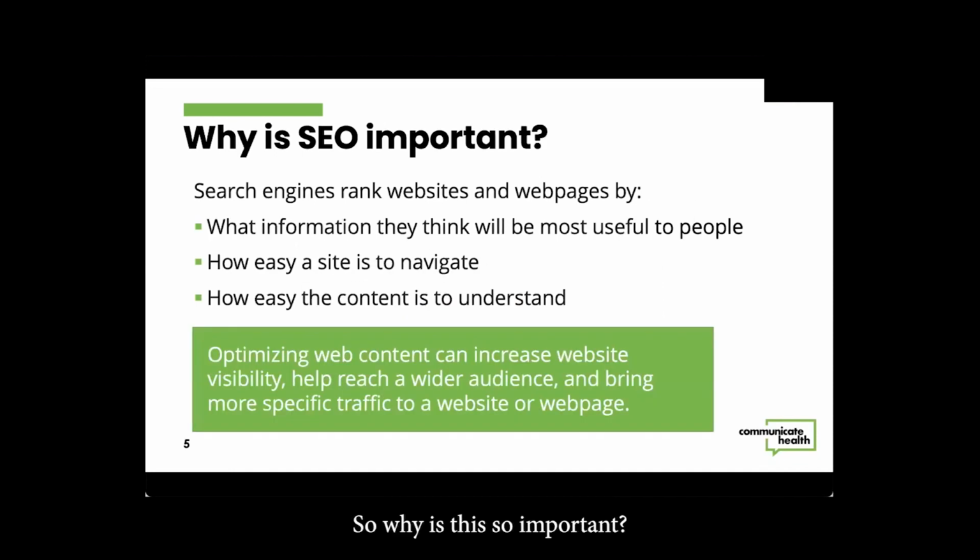So why is SEO important? Optimizing websites and web pages for SEO allows search engines to present the most relevant results. Websites and web pages are ranked by what search engines think will be most useful to users. And they do this by a variety of factors, many of which we'll get to later in this presentation. For example, how easy is the site to navigate? How easy is the content to understand? Is it optimized for mobile use? Can you use and access information on a website on a mobile phone?